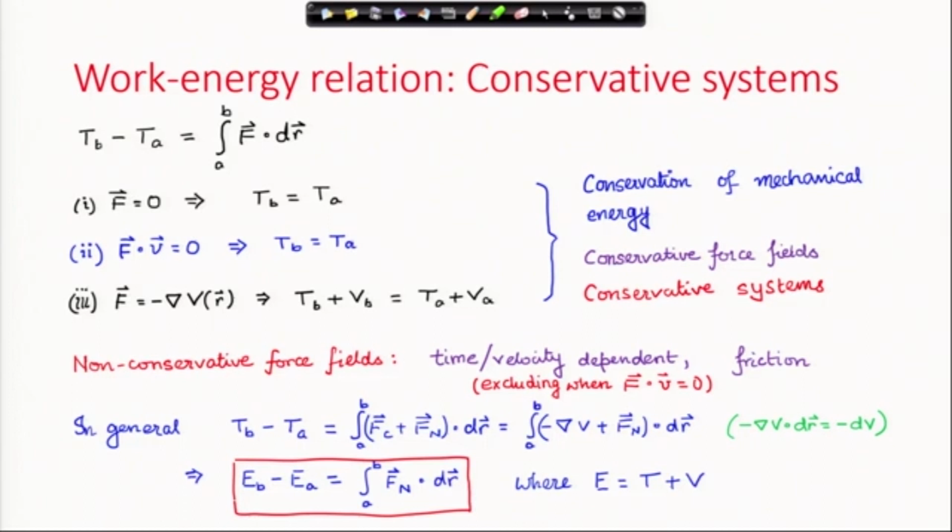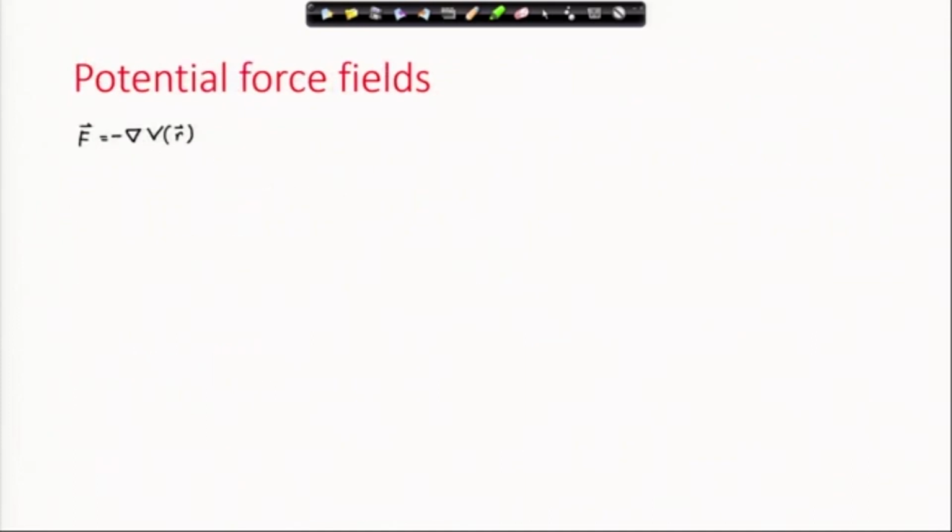Therefore, in general, this is the most general form of the work energy relation, which says that the change in mechanical energy is equal to the work done by all non-conservative forces over the path, where E, the total mechanical energy, is kinetic energy plus potential energy.